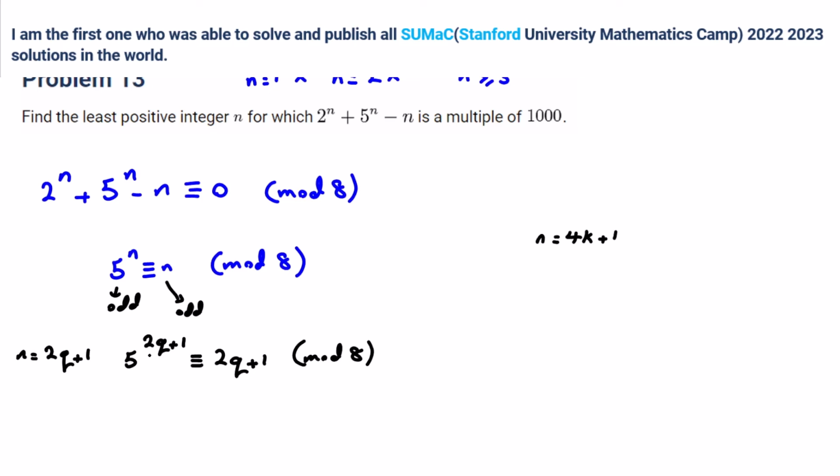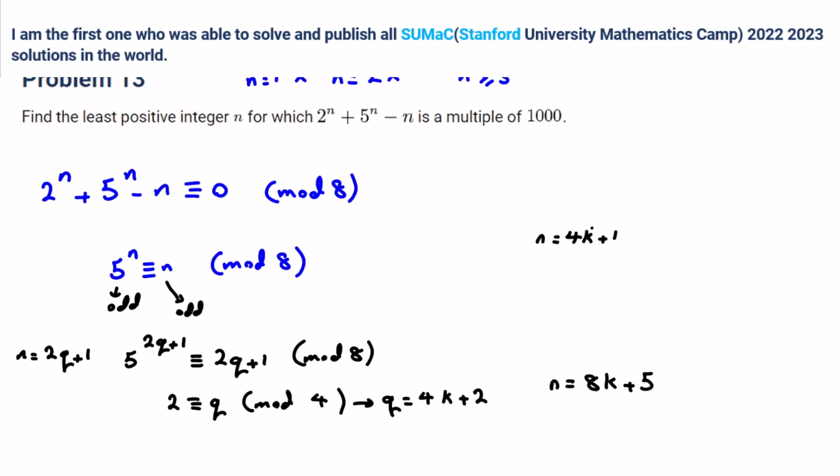Okay, so we can say what? 5 squared is 1. So 5 is congruent to this. 5 minus 1 is 4. You can divide by 2. 2 is congruent to q mod what? 4. So q is 4k plus 2, right? So n is 2 times this, 8k plus 4 plus 1, so n is 8k plus 5. Understood? So it is not 4k plus 1. Sorry, 2q plus 1 plus 2, 4 plus 5.